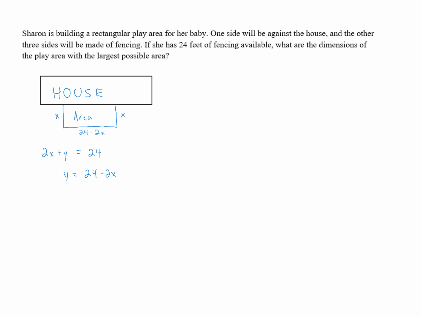And now we can have the area just as a function of x. We know the area is base times height, or length times width. This is going to be x times 24 minus 2x. And we could leave it like that, or we could distribute the x and write this as 24x minus 2x squared. Either way, this is the area as a function of x. And now that we have this, we have a continuous function that we want to find the maximum value of.